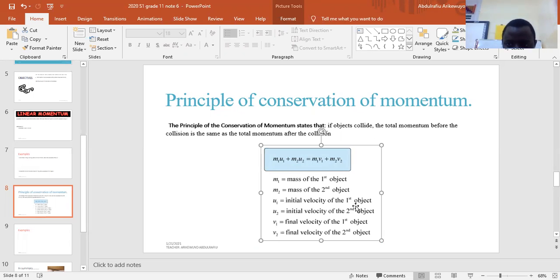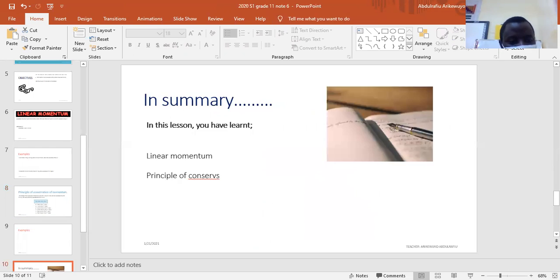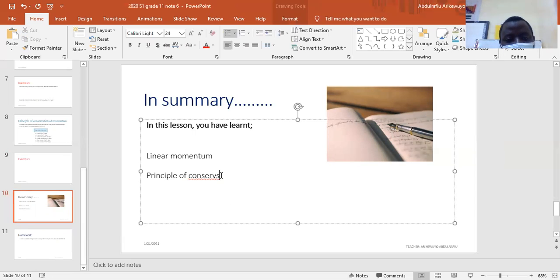Now, in another lesson, we are going to take an example to learn more about the principle of conservation of linear momentum. So in this lesson, we have learned about linear momentum, and we have also learned about the principle of conservation of momentum. I hope you enjoy this interesting lesson, and you are going to practice some examples that will make you understand better.